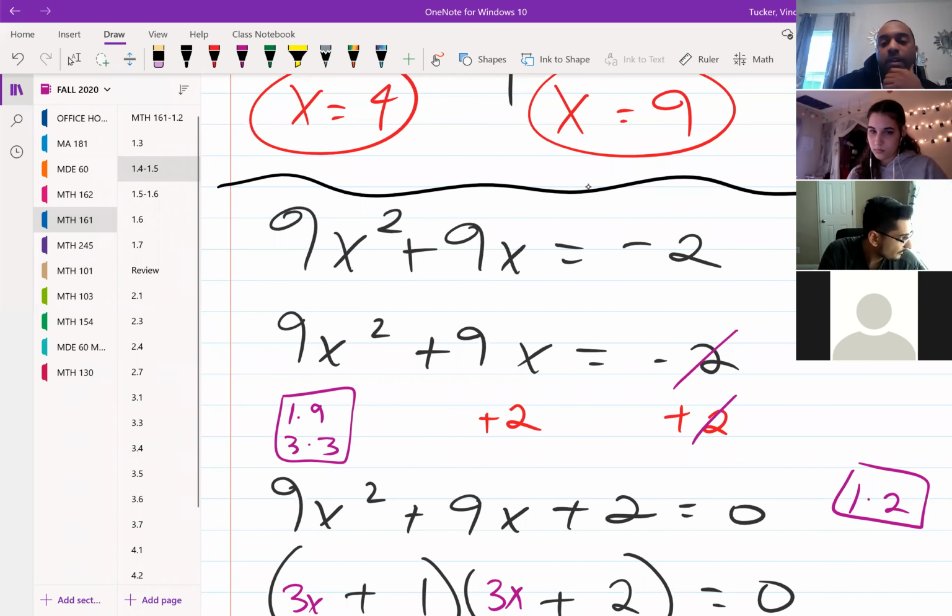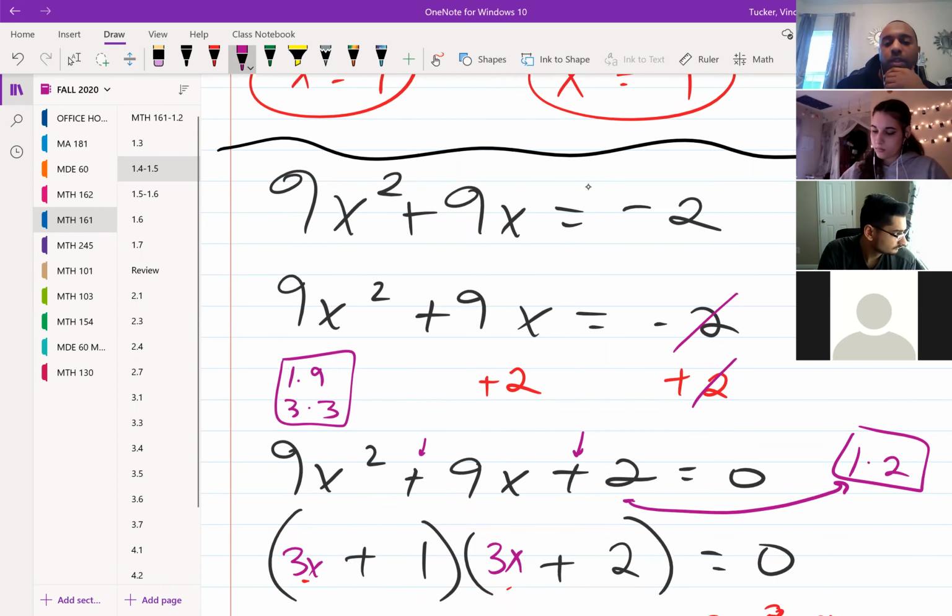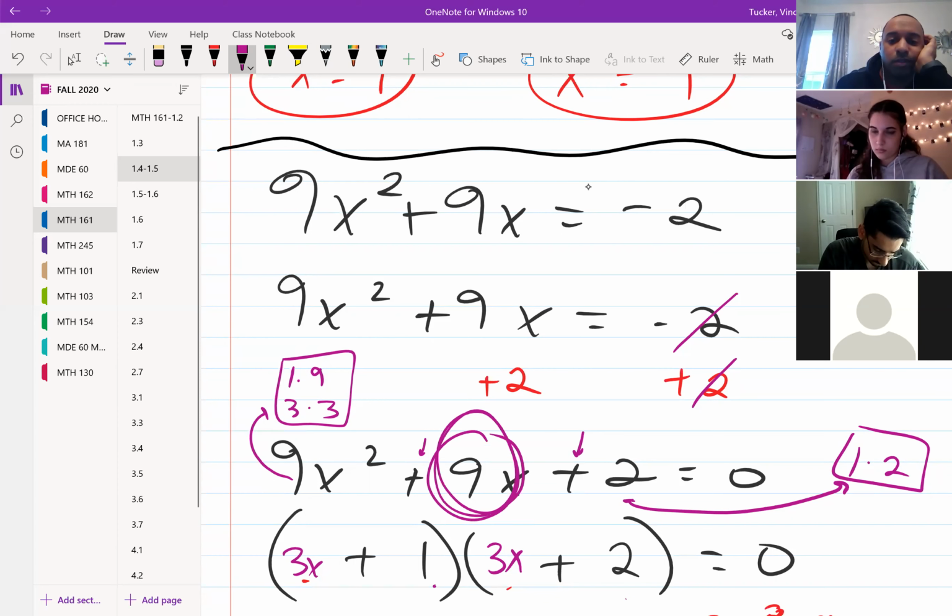So now we need to factor that. The back sign is positive, which means both signs are going to be the same, and then that front sign tells us to use both positive signs. When we look at our back number, we have a 2. The only factors of 2 are 1 times 2, so that's what we used in the back. When it comes to 9, we have 1 times 9 and 3 times 3. So I decided to go ahead and use 3 times 3, remember, because we're trying to get 9 in this middle right here.